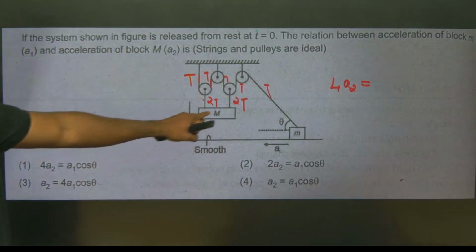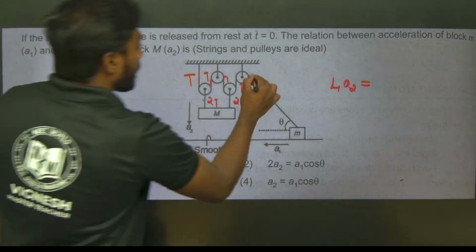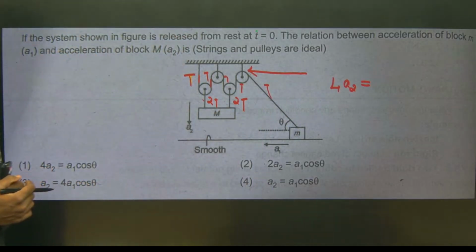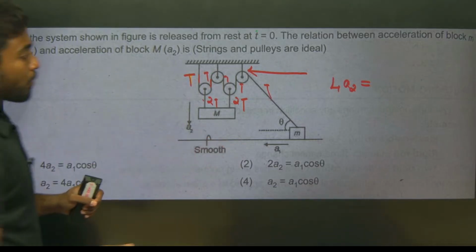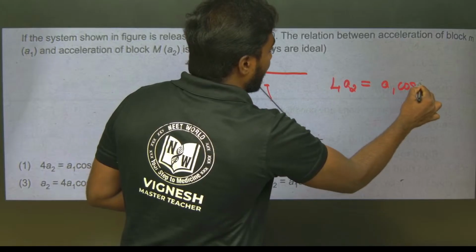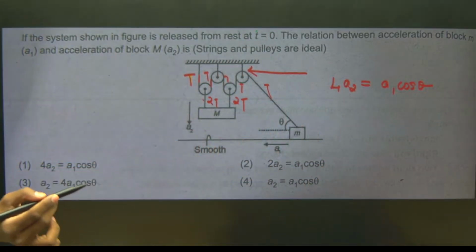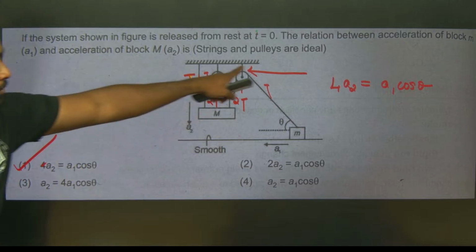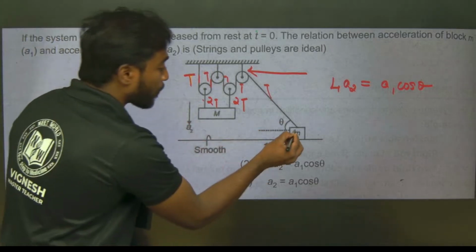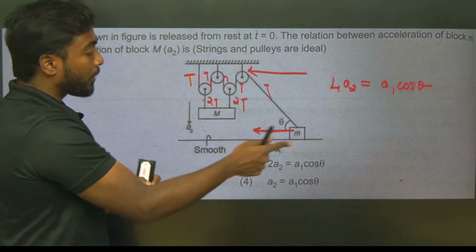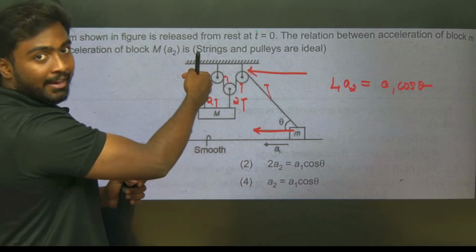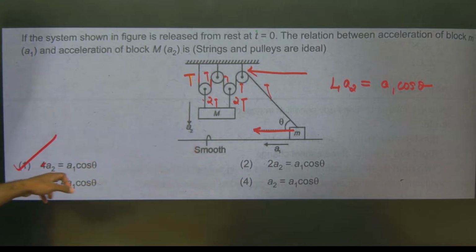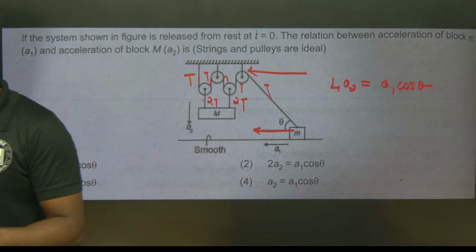4A2 should be equal to this acceleration. If I release it, I need to take the component in this direction. So what is the component? Cos theta, which is A1 cos theta. So 4A2 equals A1 cos theta. What is the answer? Option 1 is the answer, no? I am taking the component in this direction, guys. When I release, the string will go in this direction, right? So 4A2 equals A1 cos theta is the answer.